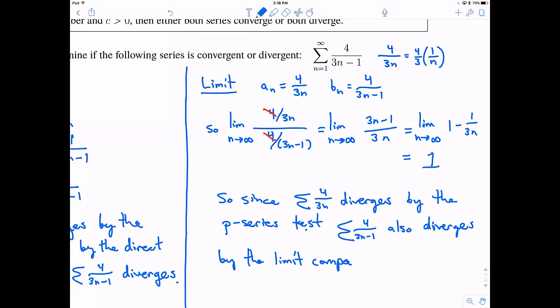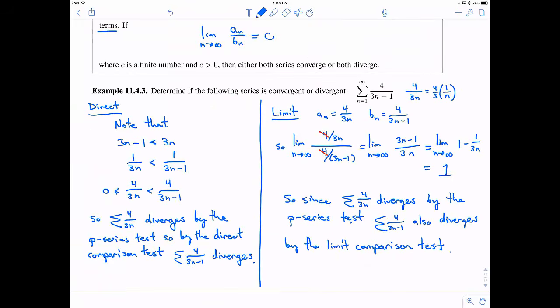So this limit comparison test essentially says that both of these series are somehow at the same level in some aspect. So we can compare them, and because we know one of them diverges, they both must diverge.